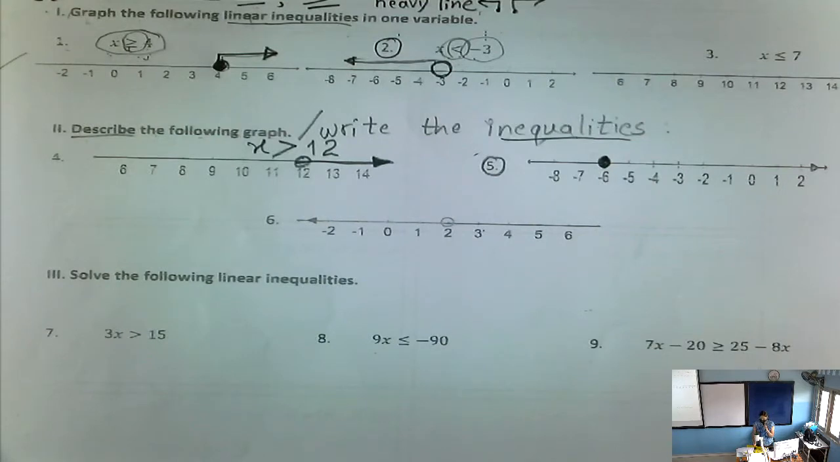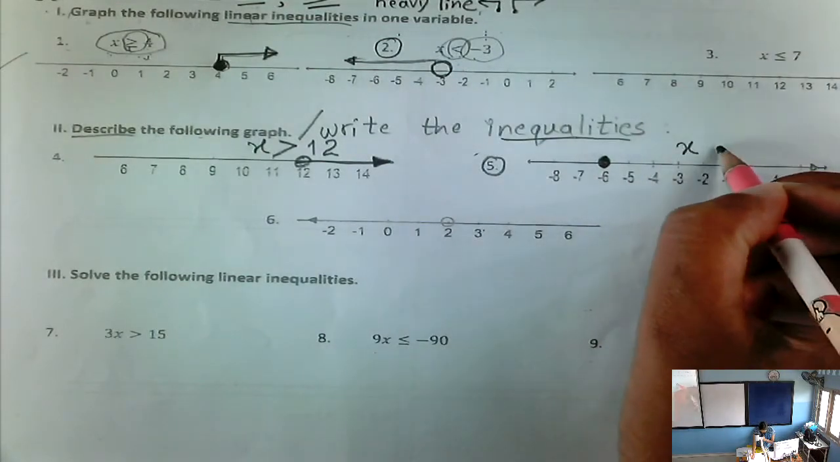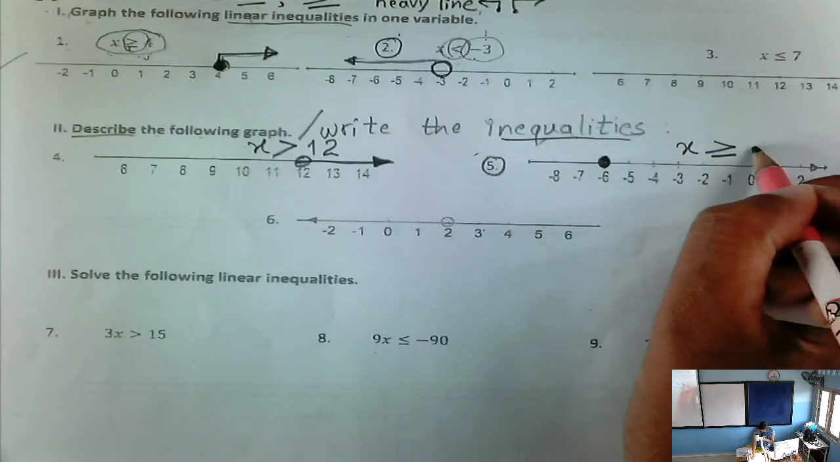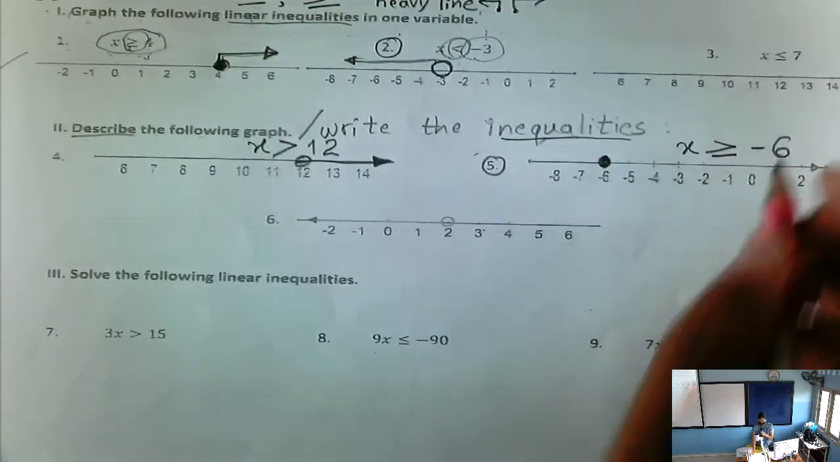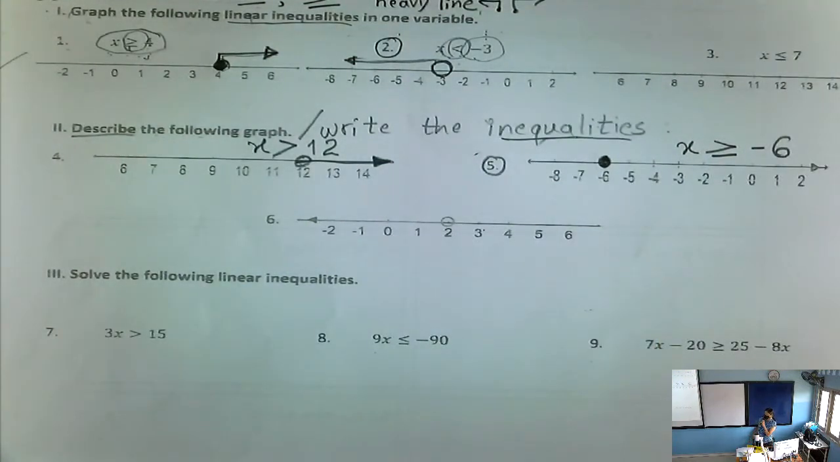How do you write the inequality for number 5? Yes, read. X is more than or equal to negative 6. Very good. X is more than or equal to negative 6, or you can say minus 6.